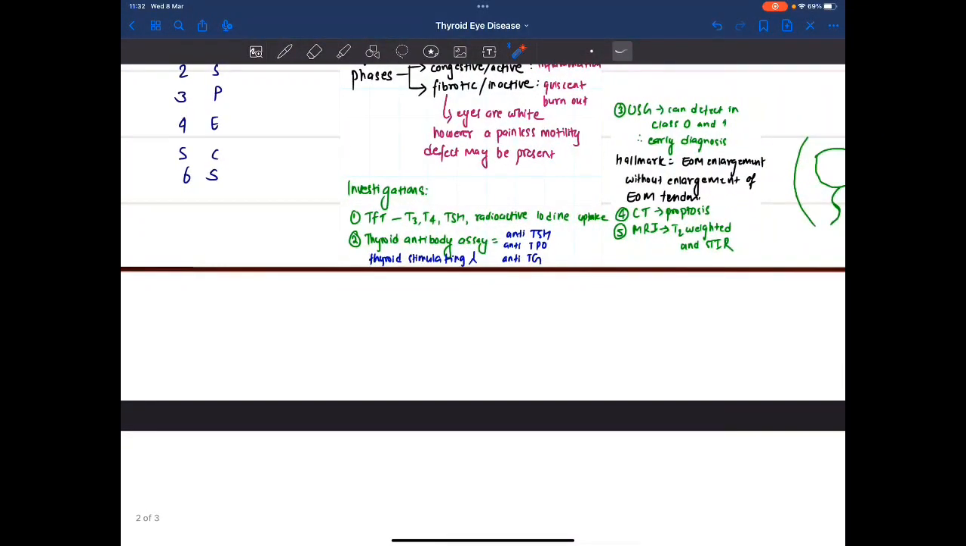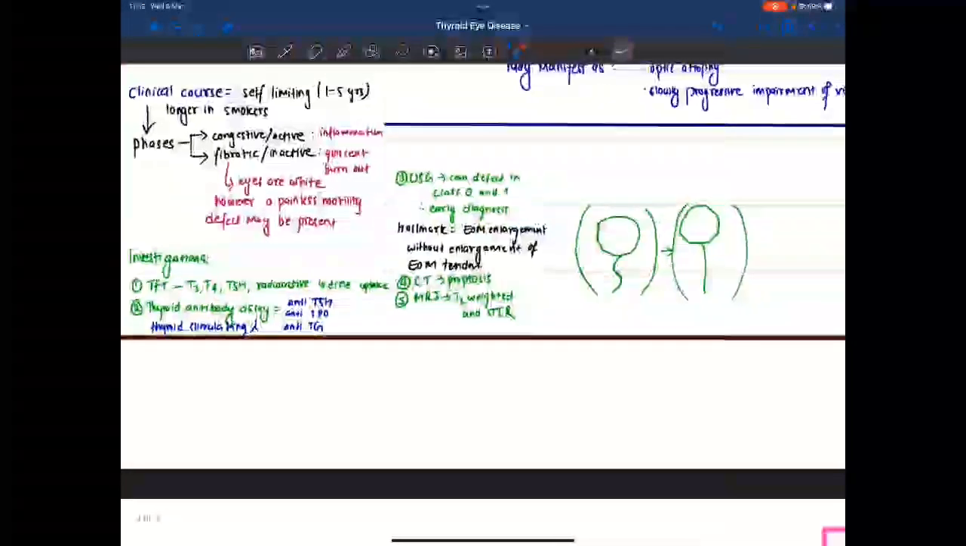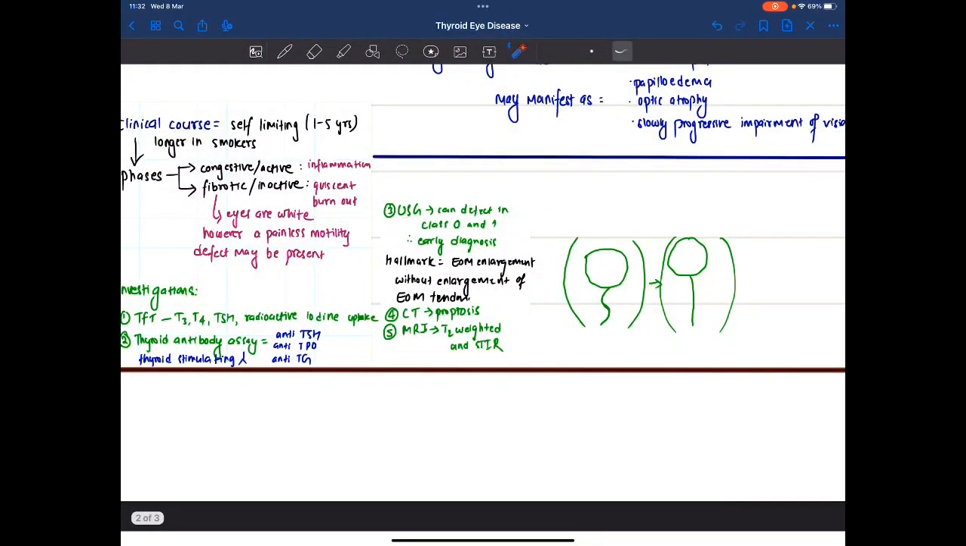So what are the investigations? Thyroid function tests: serum T3, T4, TSH, and radioactive iodine uptake estimation. Thyroid antibody assay: anti-TSH receptor, anti-thyroid peroxidase, anti-thyroglobulin and thyroid stimulating antibody. In USG, it can detect defects even in class 0 and class 1, so it is for early diagnosis. What is the hallmark? Extraocular muscle enlargement without enlargement of the extraocular muscle tendons.